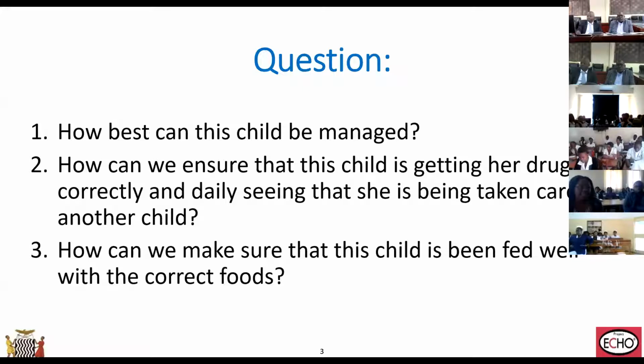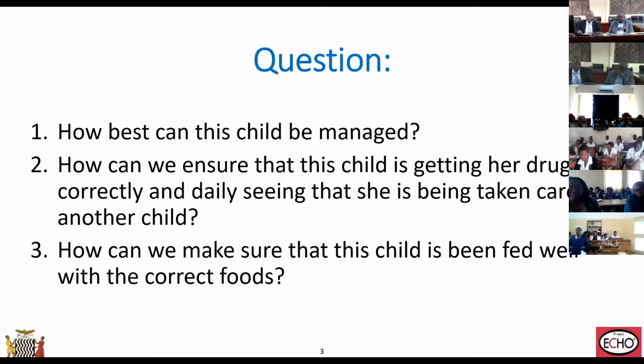The questions: Number 1, how best can this child be managed? Number 2, how can we ensure that this child is getting her drugs correctly and daily, seeing that she's been taken care of by another child? Number 3, how can we make sure that this child is being fed well with the correct foods?